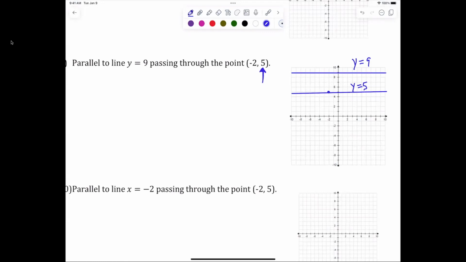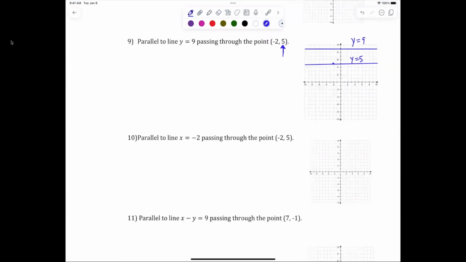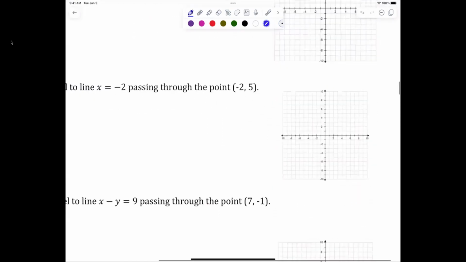All right, so now if I ask you for number 10, draw a line parallel to x equals -2. So how do I graph x equals -2? That's going to be a vertical line. So everybody write this. Vertical line, x equals -2. So draw that.